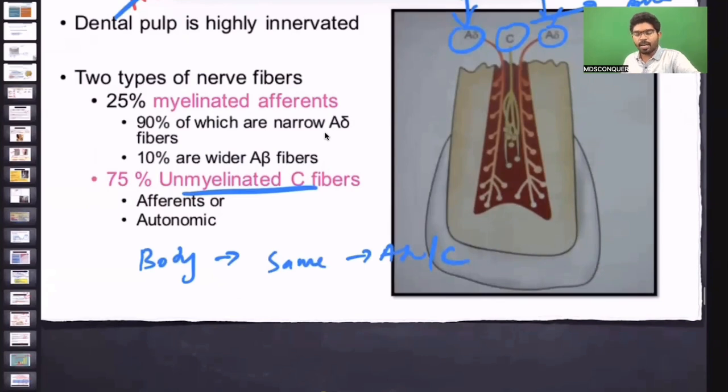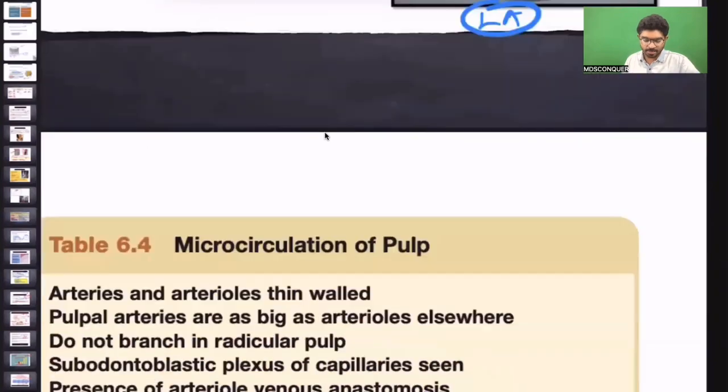Among these fibers, which react fast to local anesthesia? Yes, they are C fibers, the ones present in the center. C fibers do not have any myelin sheath on them. As they don't have a myelin sheath, they react fast to local anesthesia.